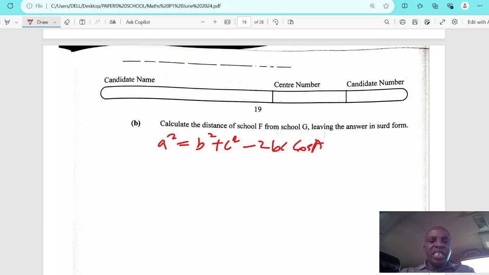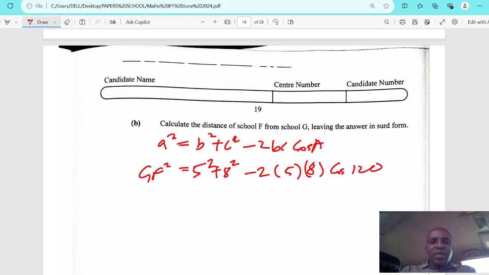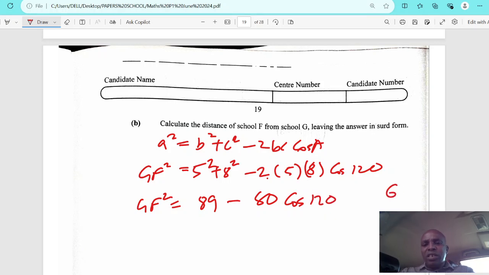B and C are 8 and 5. So 5 squared plus 8 squared, then this one is GF squared, minus 2 times 5 times 8 cos 120. Right? So GF squared is equal to, simplify this: 5 squared is 25, 8 squared is 64. 64 plus 25 is 89. Minus 2 times 5 is 10, times 8 is 80, cos 120. Let's confirm here: 64 plus 25, yes, is 89.